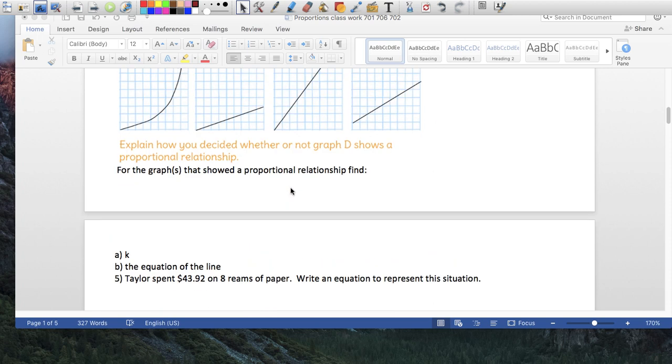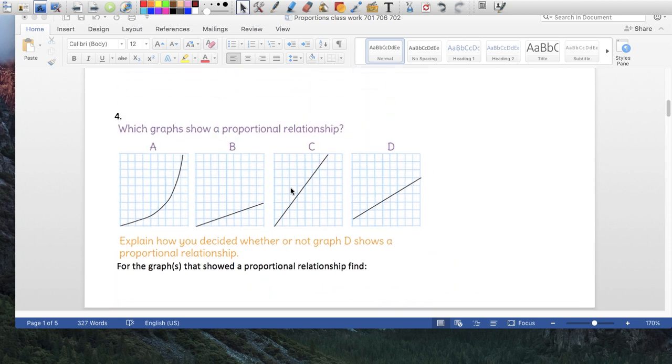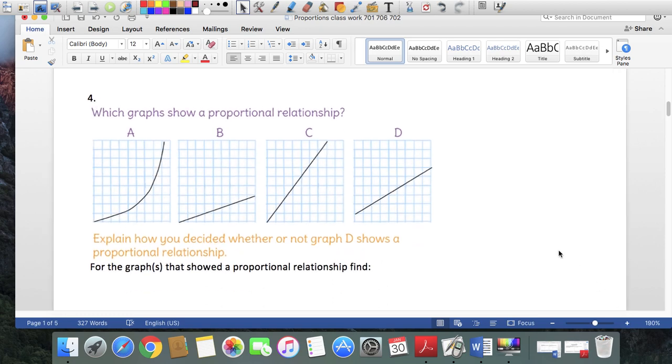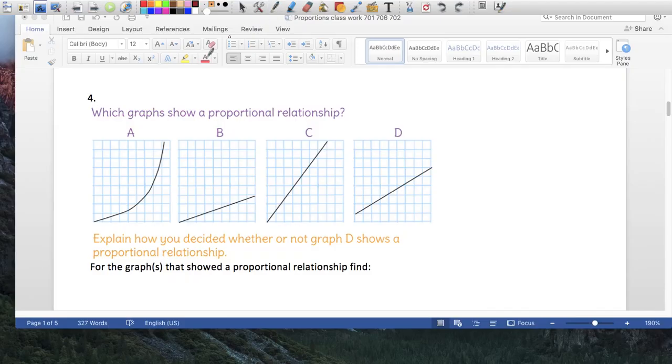4. Which of these 4 graphs represent a proportional relationship? I'll make this a little bigger. So definitely not this one, because it does start at the origin, but it's not a straight line, so that's out of the picture. B starts at the origin and is a straight line, good. And C starts at the origin, straight line, so that's also proportional. But D does not start at the origin, so D is gone.